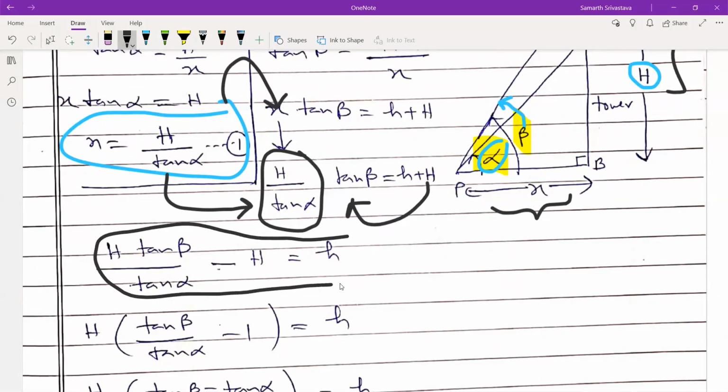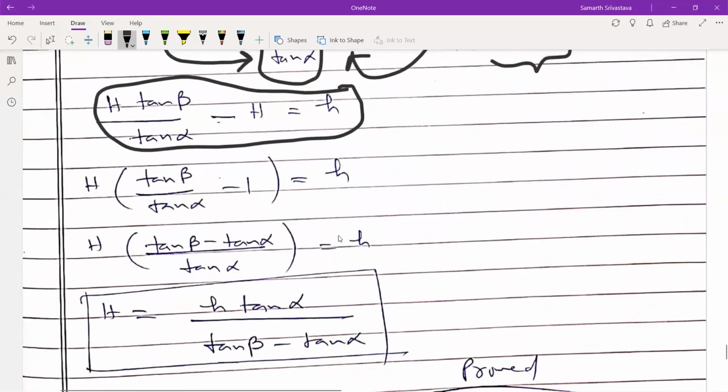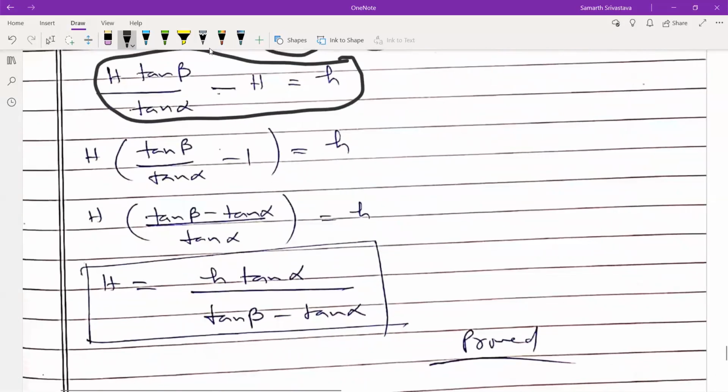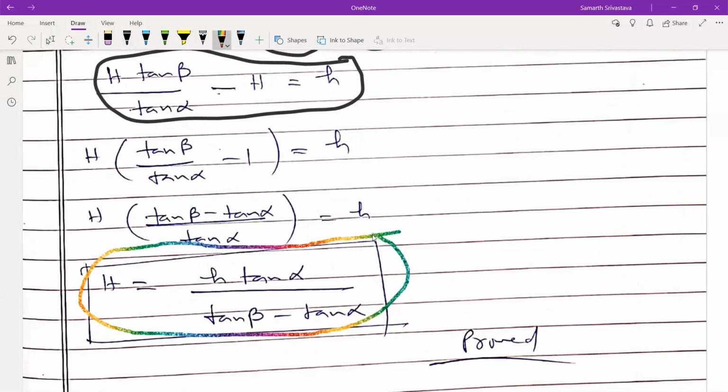Now on the left hand side, we can take capital H common, so we will get H into tan beta upon tan alpha minus 1 is equal to small h. After taking the LCM, because tan alpha is the LCM, H into tan beta minus tan alpha upon tan alpha is equal to h. And after cross multiplication, capital H is equal to h tan alpha upon tan beta minus tan alpha. This is what we wanted to prove.